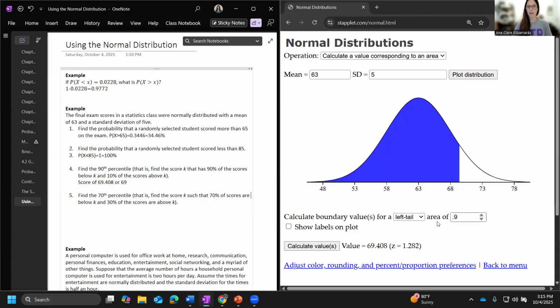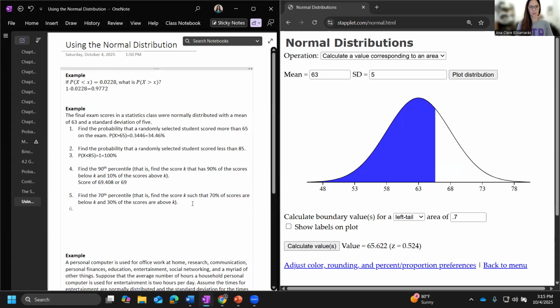The 70th percentile means that I then need to say 0.7, calculate. So that is a score of 65.622, or rounded to 65. Actually, I would say 66. I'd use decimals sometimes depending on if I'm grading a test that has like out of 13 or something. I'll round and I'll do maybe to the 10th, but I don't think I'd do something to the 1000th. So this to me probably needs to be rounded.